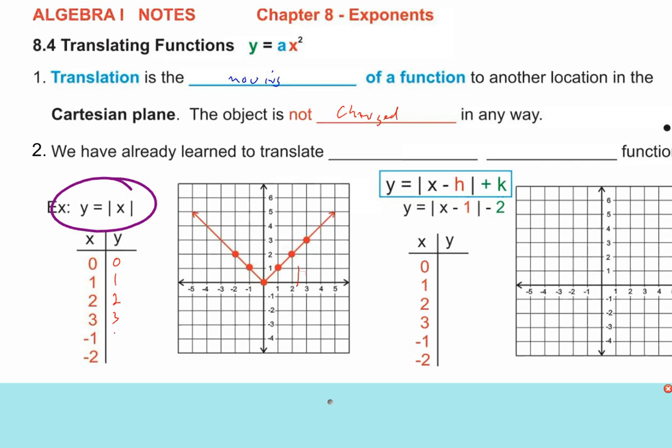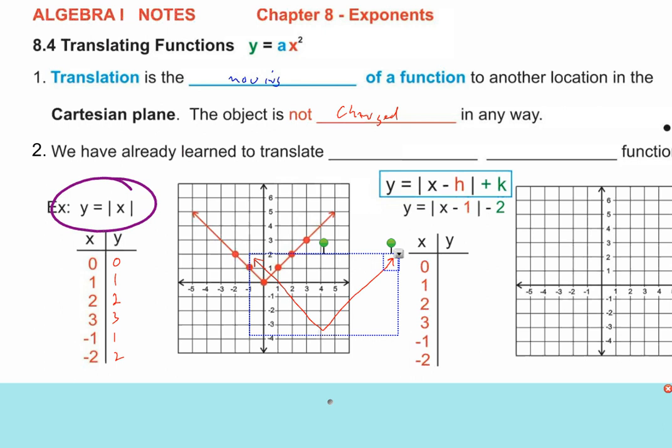And then you get to negatives. What's the absolute value of negative 1? 1, and that's that point right there. And then when you do the absolute value of negative 2, that is 2. And so there's our V shape. So here's the point of this. I'm going to take my pen and draw over this shape. Okay, so now we have this shape. And if we're going to translate, then technically it's to move this shape to another location.